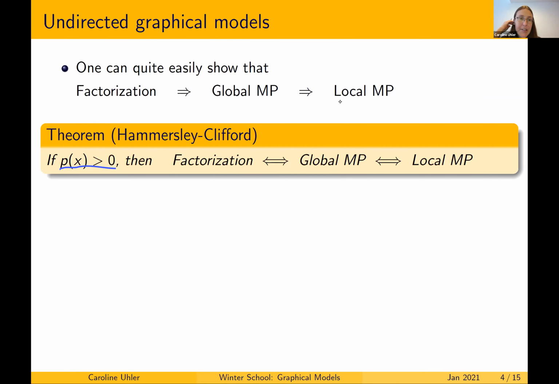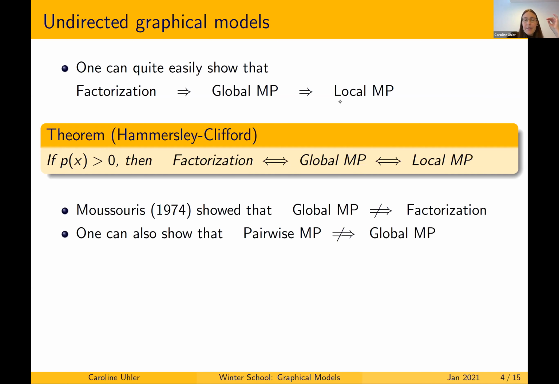Now, Hammersley and Clifford actually never wrote up this proof because they always thought that this condition here was kind of unnatural, and they wanted to try to get rid of it. Besag, in the end, was the person who wrote up this proof. But it turns out that in the same year Besag wrote out the proof, Moussouris showed that, in general, the global Markov property does not imply factorization. So you really need an additional assumption.